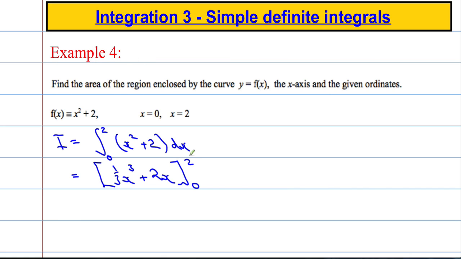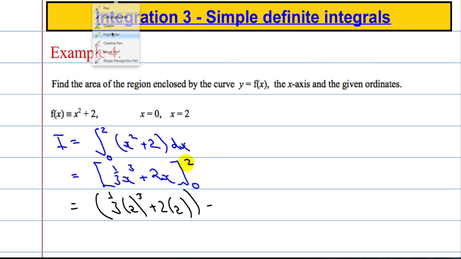Okay, so let's first of all work out the upper bound. So we get 1/3 times 2 cubed plus 2 times 2. That's the upper bound done. Now there's our upper bound. We're going to do the lower bound now, or the upper limit and lower limit, as they're sometimes called.